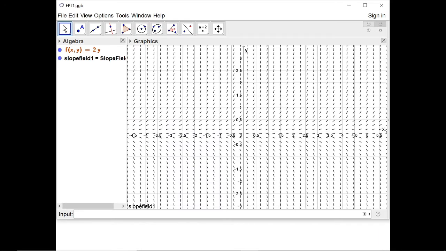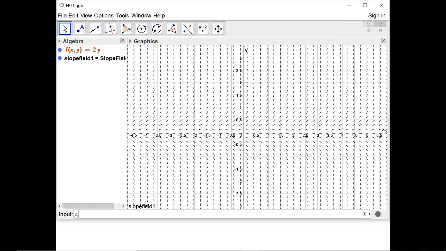Here's the tangent field for the same differential equation, dy by dx equals 2y. Now, in an exam, we might be asked to find a particular solution through a particular point and then sketch it. And we might be asked to look at solutions through more than one point. So what I'm going to do is set up some different points, plot the solutions through each, and then have a look at how we can sketch them.